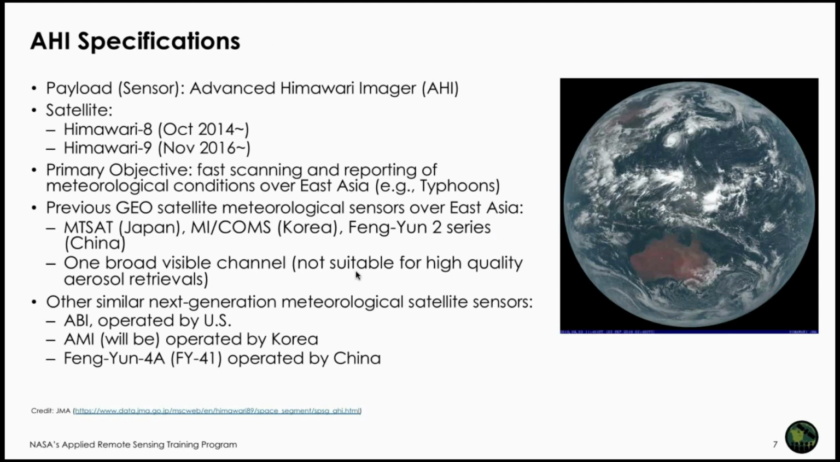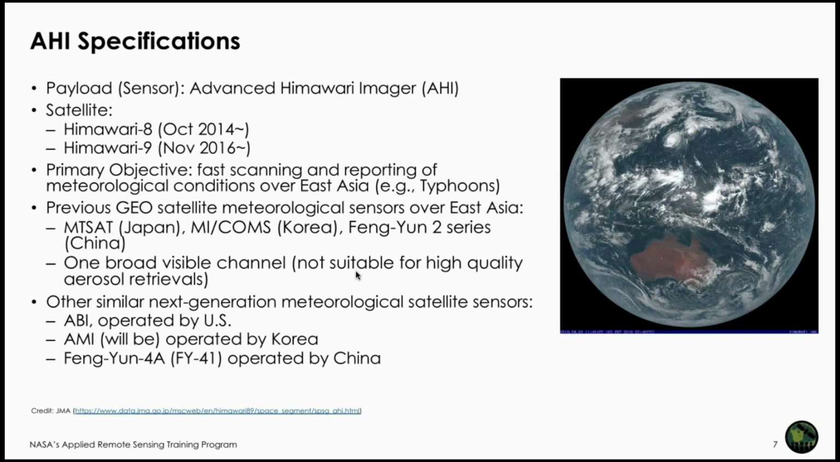The second one is AHI. Its full name is the Advanced HIMAWARI Imager. The two satellites contain these sensors, HIMAWARI 8 and HIMAWARI 9, which were launched in 2014 and 2016 respectively. The primary objective of the HIMAWARI 8 and HIMAWARI 9 AHI sensors is the fast scanning and reporting of meteorological conditions over East Asia, such as typhoons or clouds.